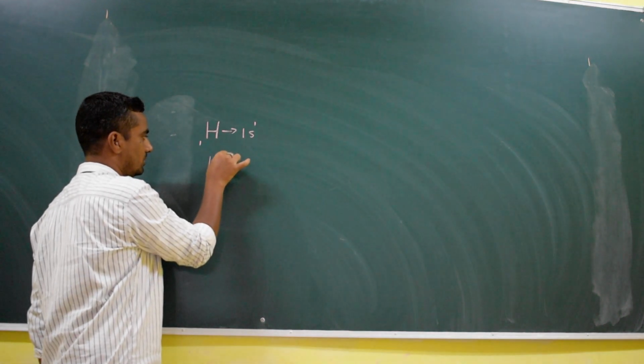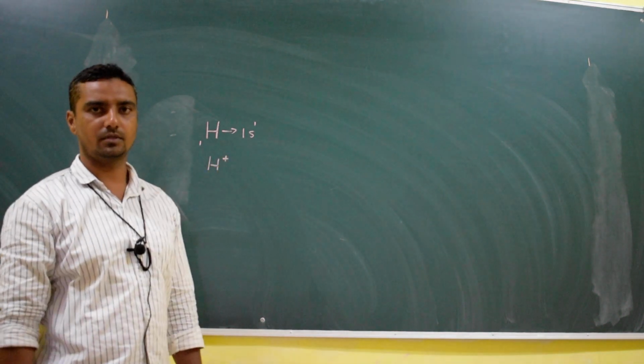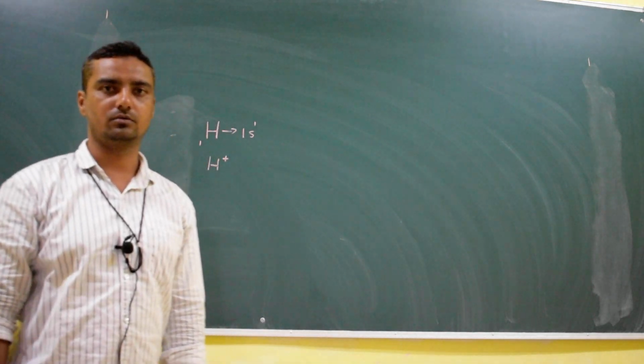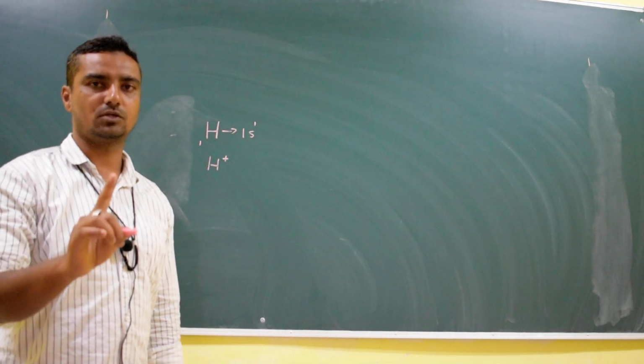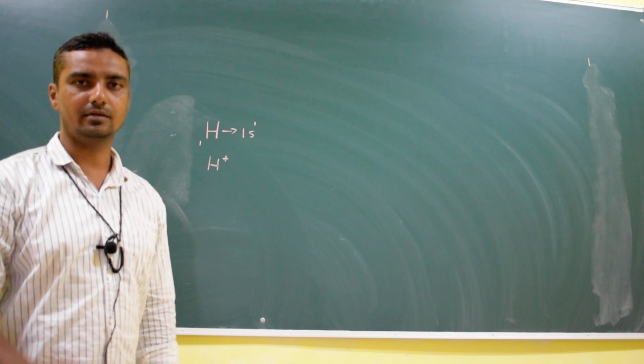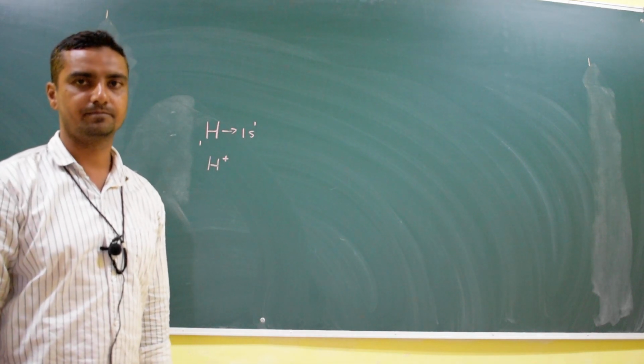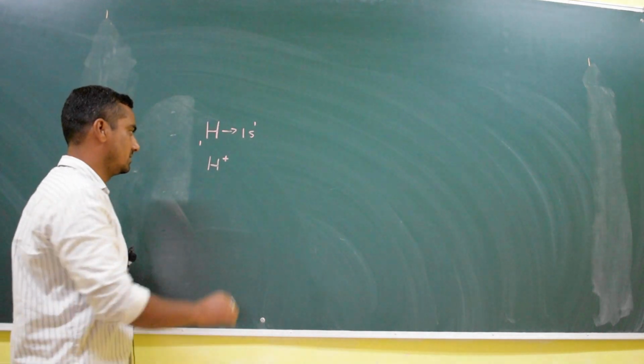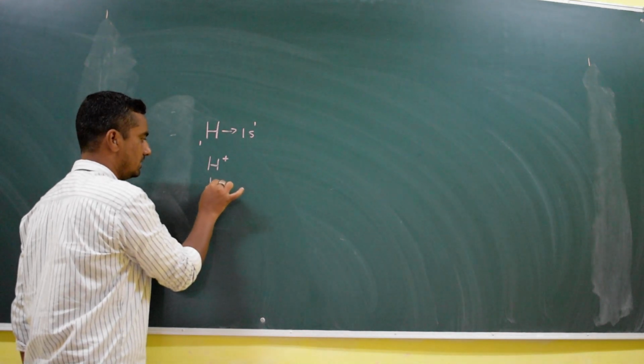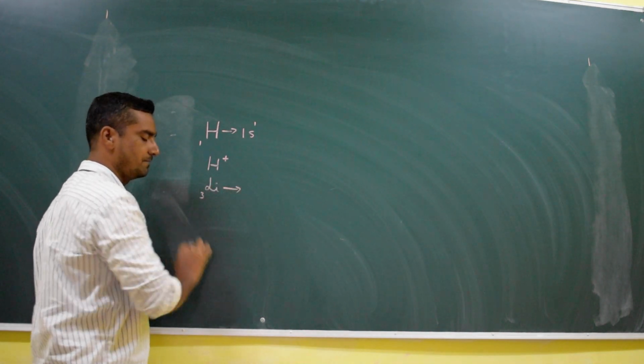H plus ion. This is a cation, right? The deficiency of electron. It will contain one less electron. One electron is less, deficiency, right? So H plus ion. If we go for the lithium atom, atomic number is 3.